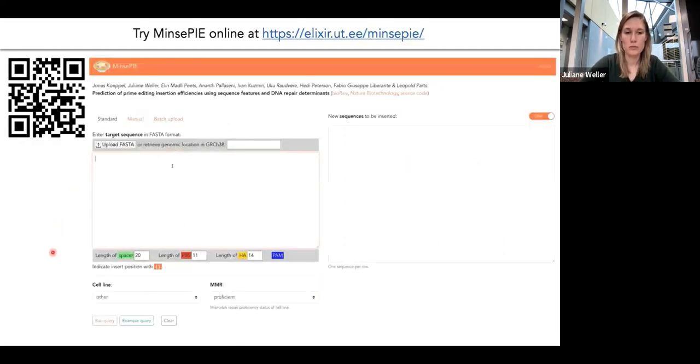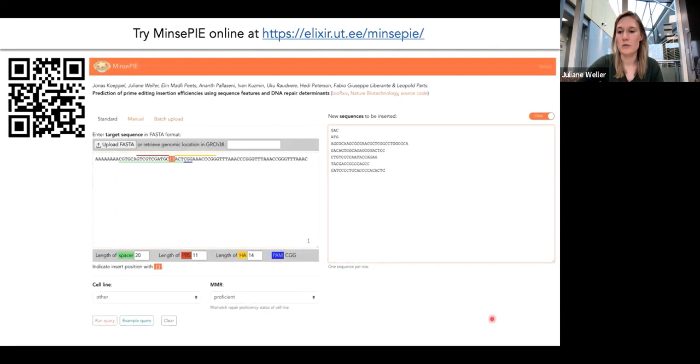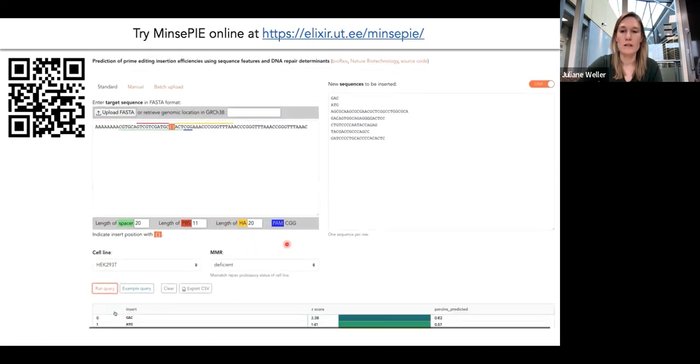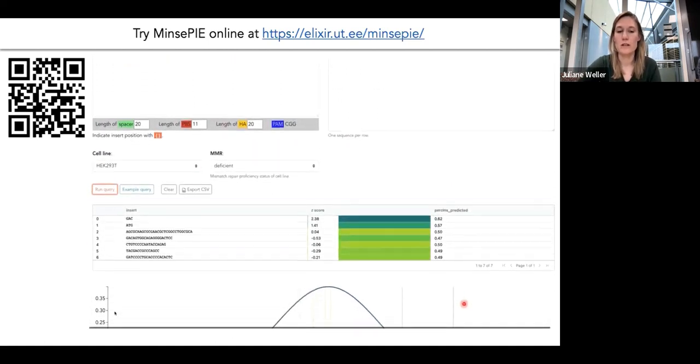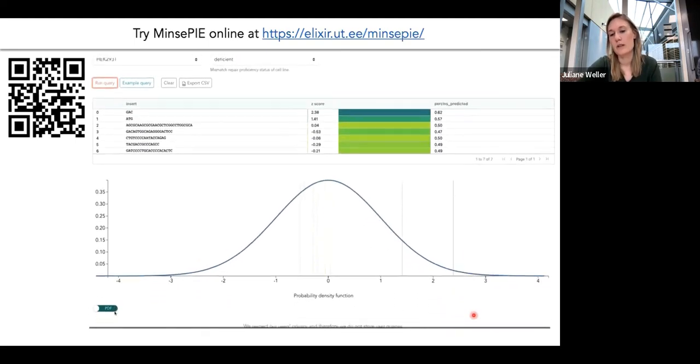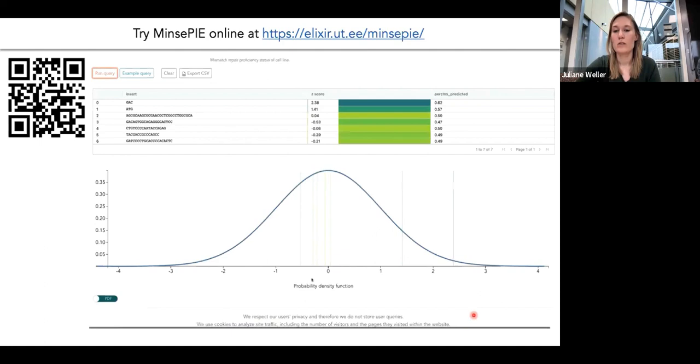Now I want to demonstrate the tool that we built to predict insertion rates. So there's an online tool that you can use where you can input a target sequence and the editing position and the sequences that you would like to test. And you can also increase the length of the homology arm, for example, choose a cell line and add the mismatch repair proficiency, and then get a predicted value for it and see it on a distribution of different measured insertion rates. So some sequences insert better than others, and you can use the tool to test your own sequences. And also then export the data as a CSV.